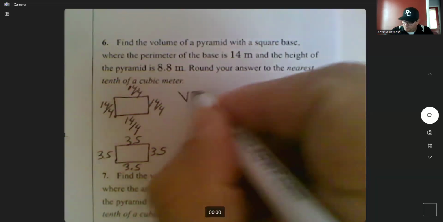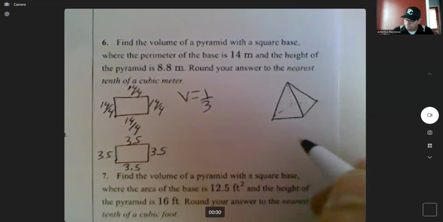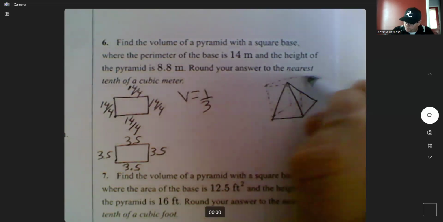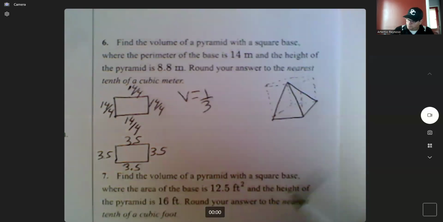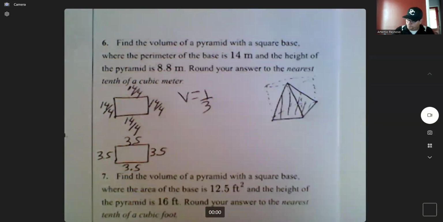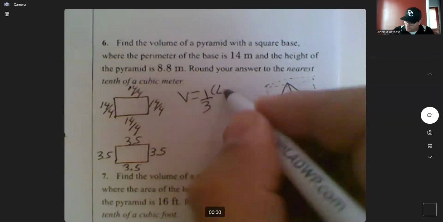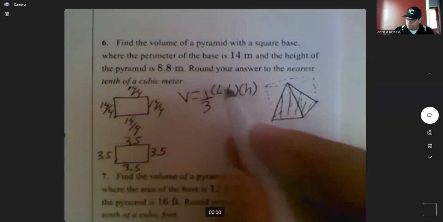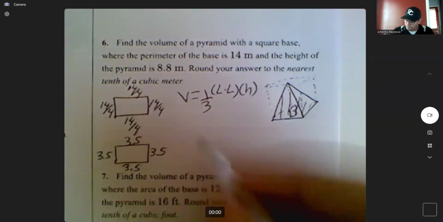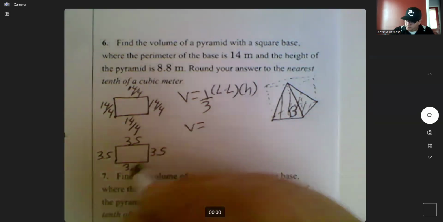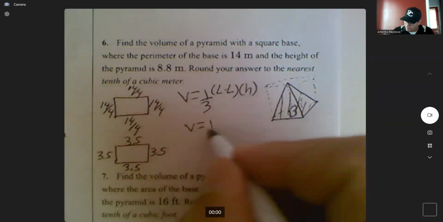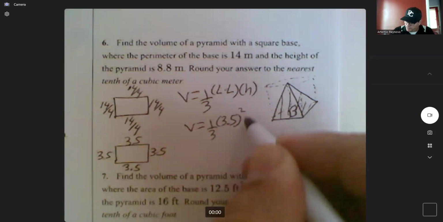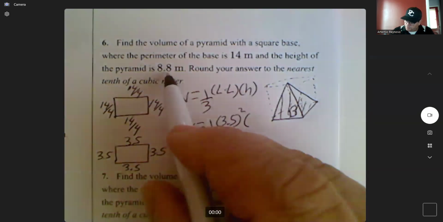Now I will apply the formula, 1/3. The pyramid will be 1/3 of its prism. Let me try to draw it and see if you guys understand. This is the 1/3. So I will get length times length times the height. What is length times length? Area of the base. So I know that the length is 3.5. So I get 1/3, 3.5 times 3.5, times the height, which is 8.8.